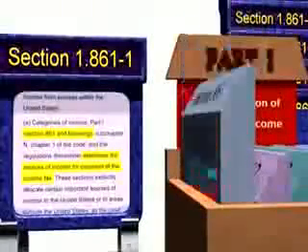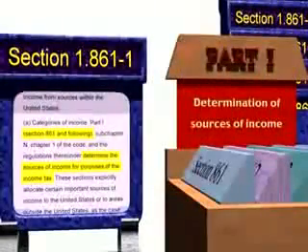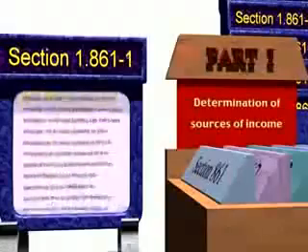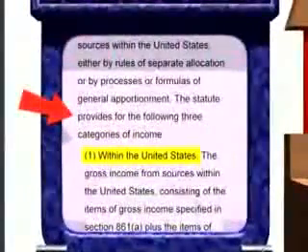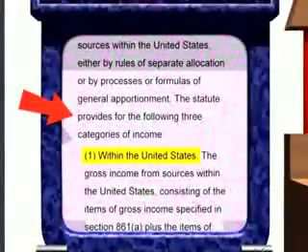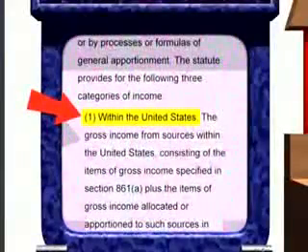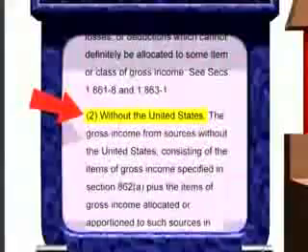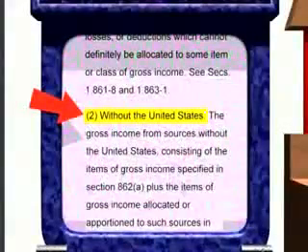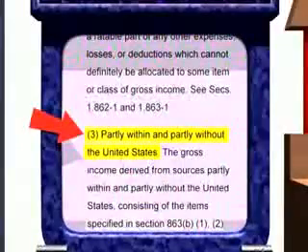After saying that these sections determine the sources of income for purposes of the income tax, the regulations explain that the statutes provide for three categories of income: income from sources within the United States, income from sources without or outside of the United States, and income which comes partly from inside and partly from outside of the United States. In Andy's case, we are only concerned with the first category.